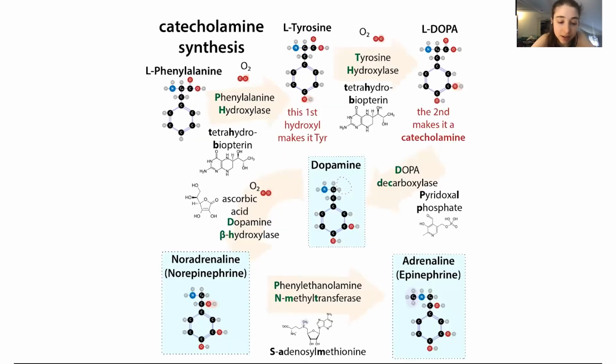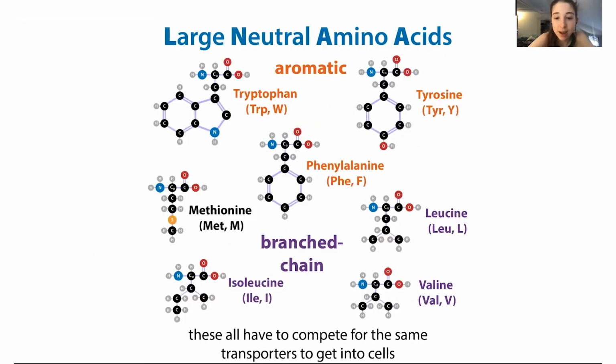But one of the main ways that they can cause problems is that they have to compete with other amino acids for the same transporters to get into cells. These large neutral amino acids are competing for transporters into really important cells, like in your brain. And if you have a buildup of these products, because they can't be broken down, they're going to outcompete the other stuff that needs to get in, especially because leucine has a really high affinity for those transporters.